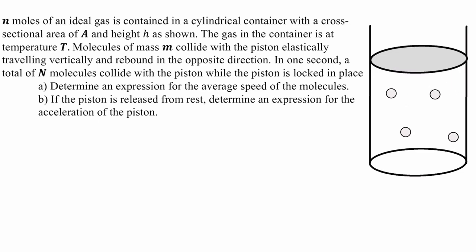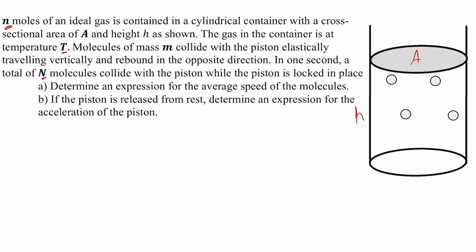Okay, this is a sample problem where gas molecules move in a cylindrical container with a circular piston. The molecules collide continuously with the piston, exerting a force on the piston and therefore causing a pressure in the container. The question gives the height of the cylinder as well as its cross-sectional area. It also gives the number of moles of this molecule in the container, as well as the temperature in the container and the number of the molecules.